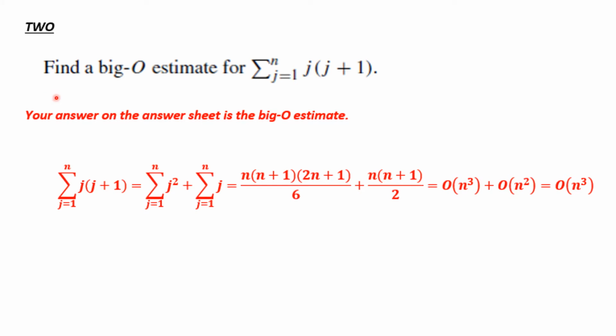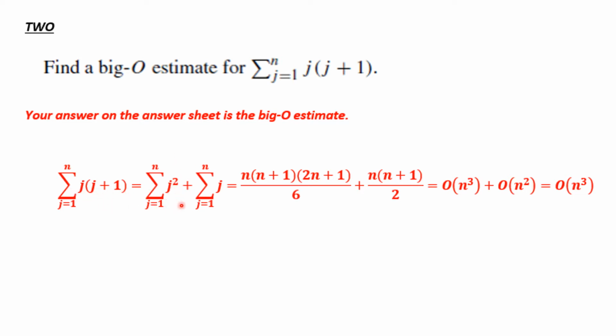In problem number 2, I ask you to find a big O estimate for this summation, the summation from J running from 1 to n of J times (J plus 1). And your answer was to be a big O estimate. Okay, well, when I'm doing this sum, I can do the algebra inside and I can distribute here, making this J squared plus J. That's what I did.